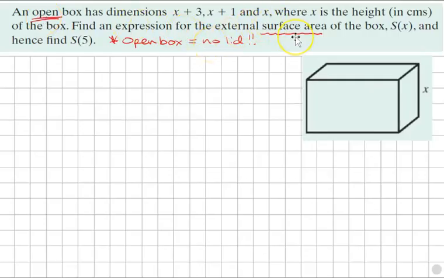So we're interested in the surface area. So it helps to draw out a picture. So here's our cuboid, and we know that the height is x. So then we're going to draw in our other dimensions. So we've got x plus 3 is going to be the length, and x plus 1 is going to be the width. So x plus 3 I've highlighted there in yellow, and x plus 1 I've highlighted in blue, and the height x I've highlighted in green.